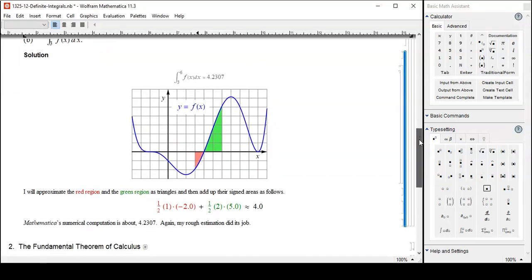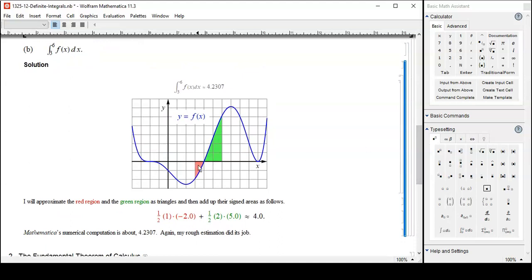Here we go, and that's what I did in my answer key. Red area here, and that's going to be a negative signed area because I went down, and then using the area formula of a triangle, about -1. And then here, positive. Again, using the area formula of a triangle, we can calculate, and it's about 5. So add them all up, I get about 4. And the real area is supposed to be about 4.23 something. So again, this was a pretty good estimation.